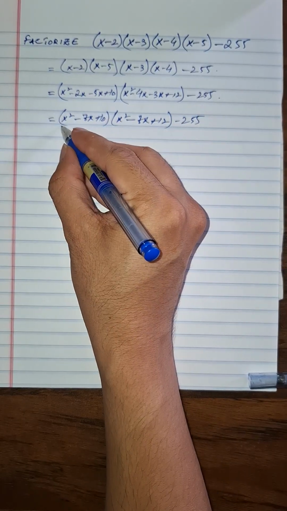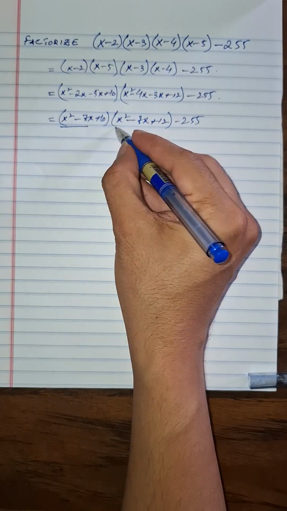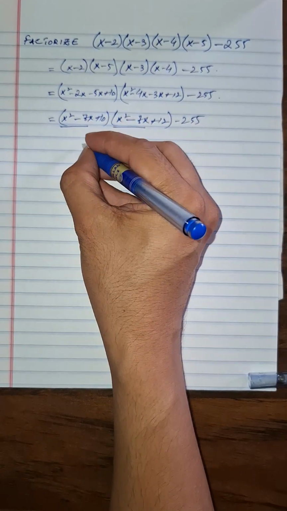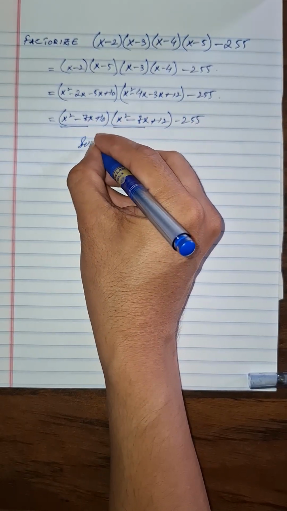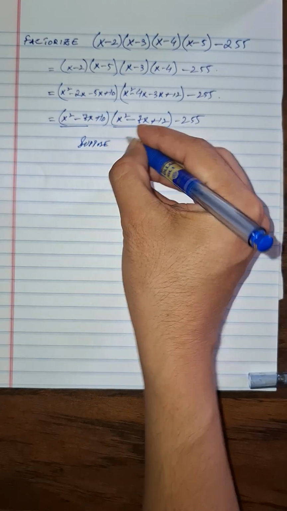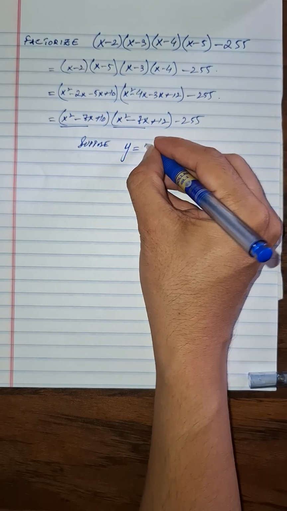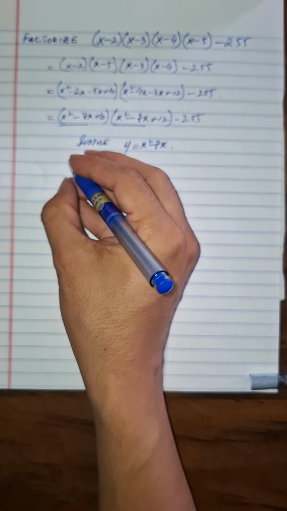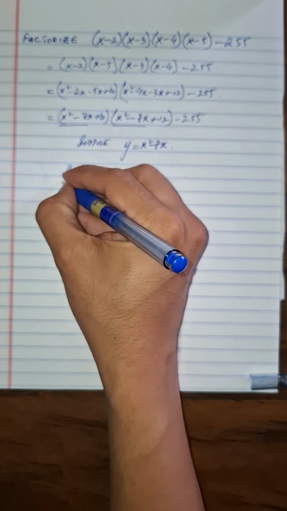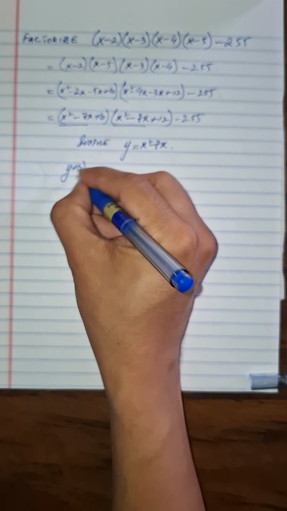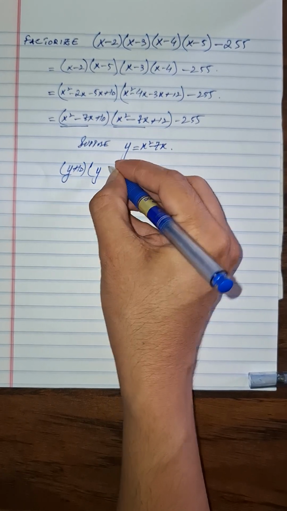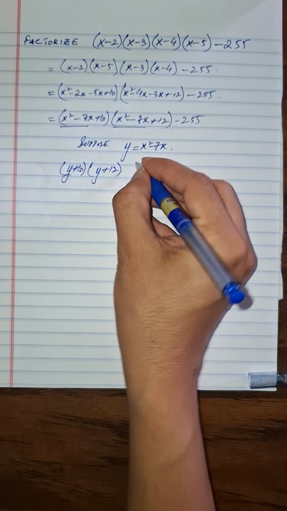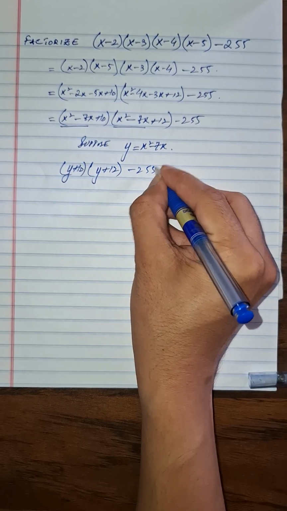So we have x square minus 7x in both, so we can suppose y is equal to x square minus 7x. Okay, now we can write it as (y + 10)(y + 12) − 255.